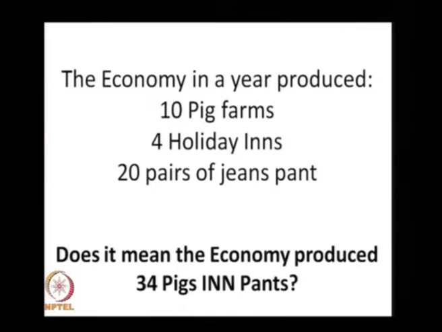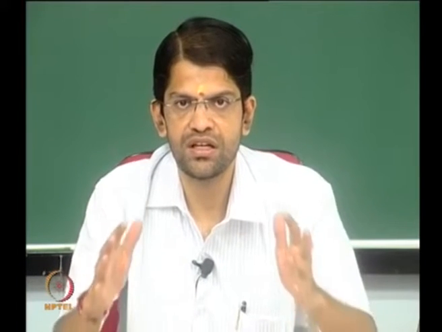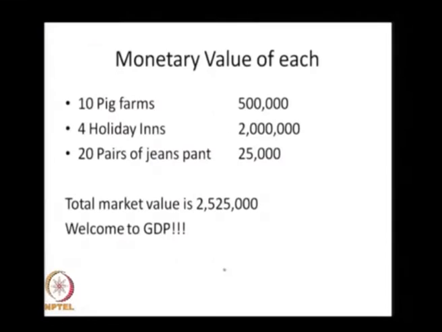So, does it mean that at the end of the year the economy produced 34 pigs in pants? No, it does not. It is not a mere aggregation of all the economic activities into one big sum that signifies the nation's output. So, what do we do next? How do we find the nation's output in an accepted quantifiable form? Then we need to add monetary value to it.